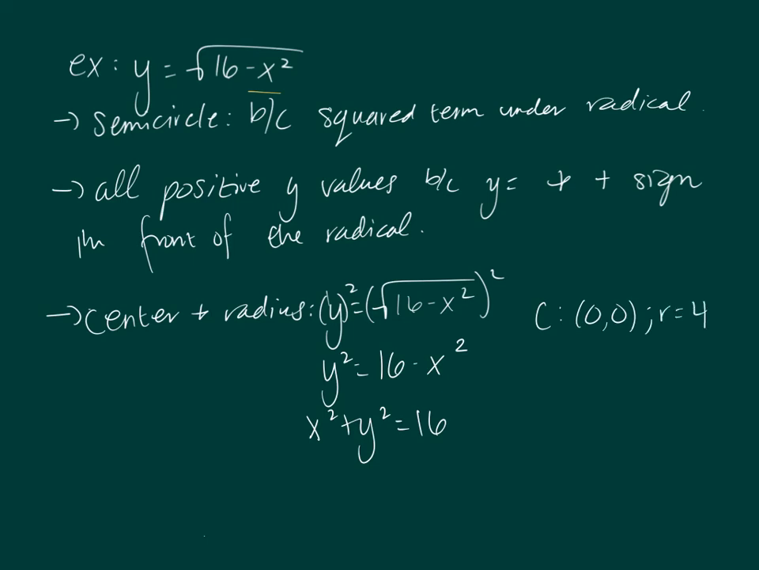So I plot my center, and I know my radius is up 4, to the right 4, to the left 4. And if you're wondering why she doesn't mark down 4, it's because we only want all positive y values, which would be this section only. So I only want that part of my circle.